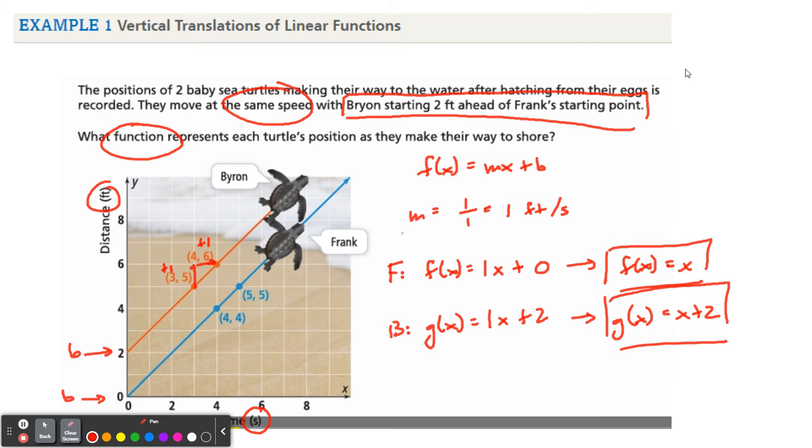So you can see that because Byron is 2 feet ahead, he has a y-intercept of plus 2. Notice how the red graph, Byron's graph, compares to Frank's graph. Everything is moved up 2, up 2, up 2, right? Every point is moved up 2. So that is what they mean by this vertical translation, and I think we'll talk about it more on the next screen.